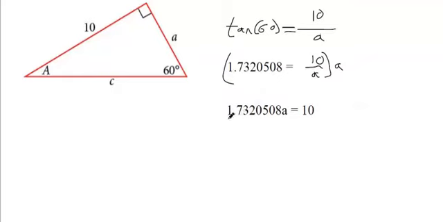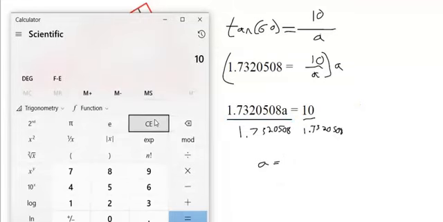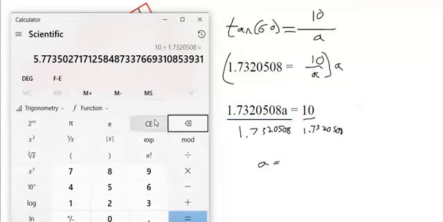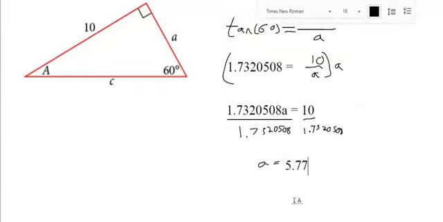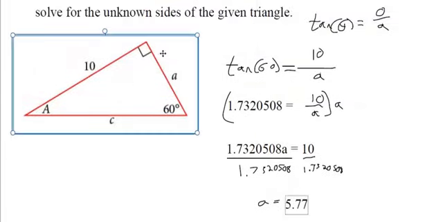Now to finish getting A by itself, I want to divide both sides by 1.73205008. You probably don't need that many decimals. If you're my student, you probably know that I don't make students carry out a ridiculous amount of decimals or anything like that. Just a couple is fine usually. Okay, so 10 divided by that 1.732, I get 5.77. So that's roughly, it's an approximation, but that's roughly what side length A is.